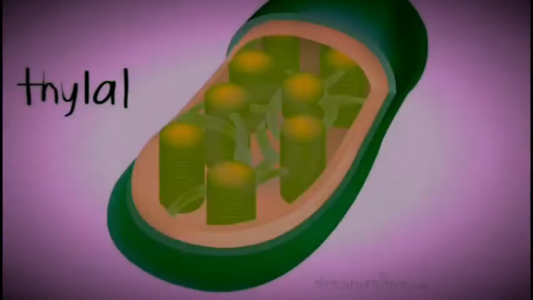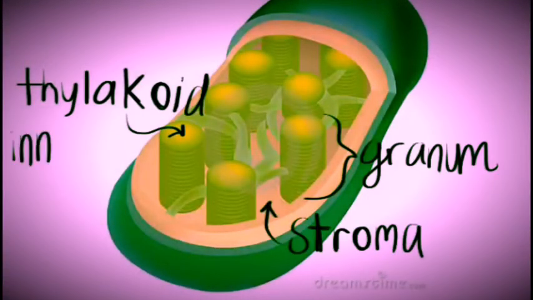Moving on, plants use chlorophyll, a pigment, to capture energy and light. Chlorophyll is a phospholipid with a magnesium polar head and a nonpolar tail. They're found in the thylakoid membrane.